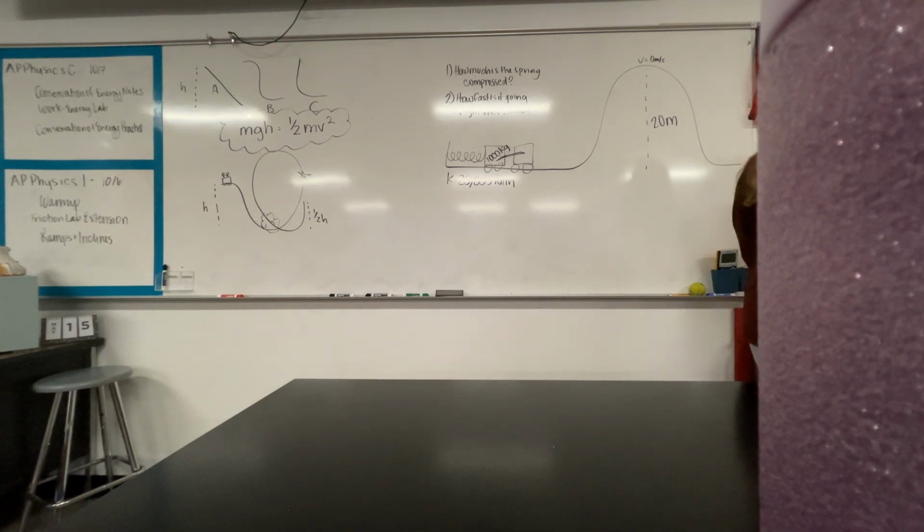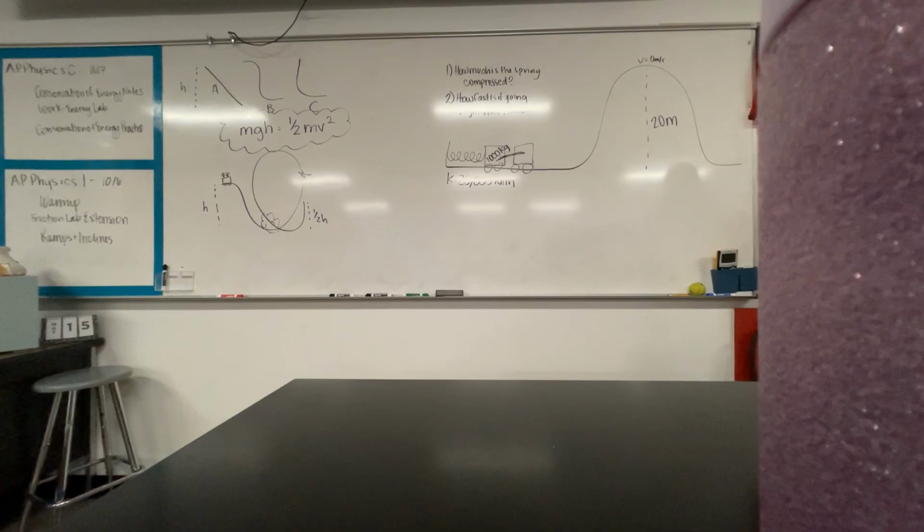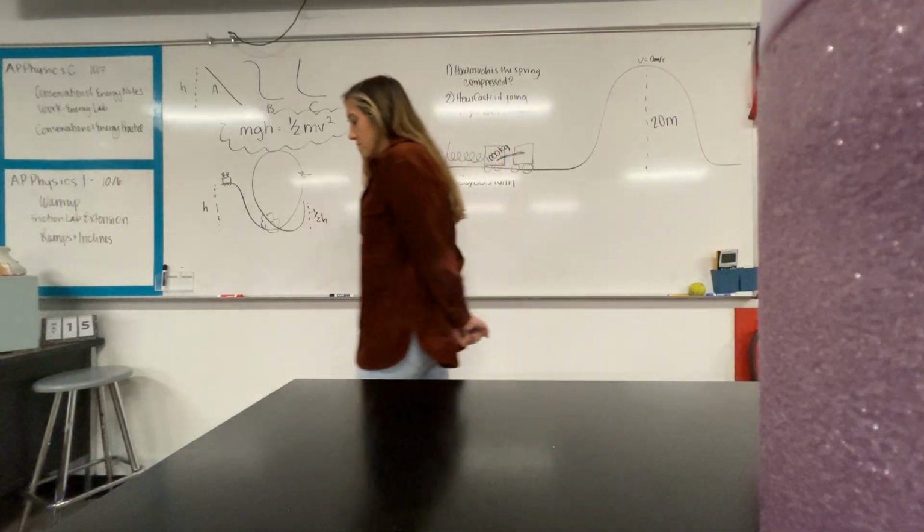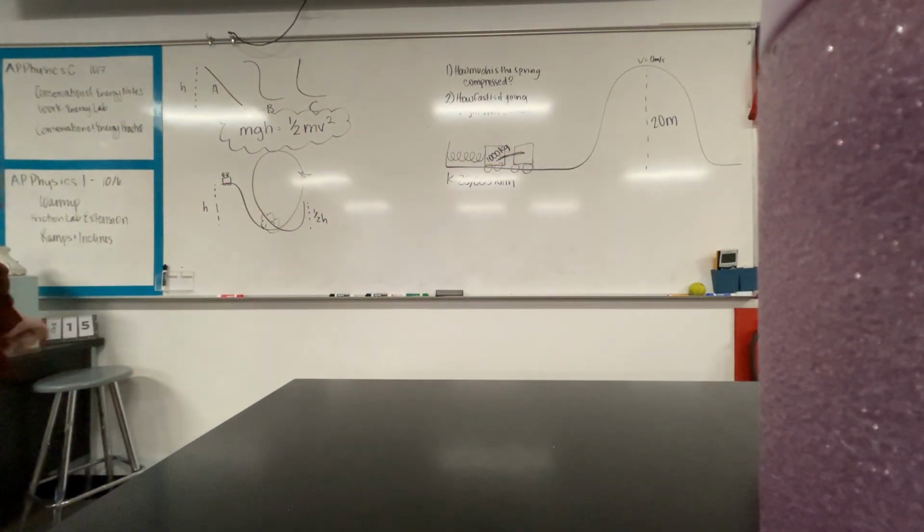Divided by 20,000. That's 196. That's how much X is. That's about 4. You can do that. And then the square root of that.